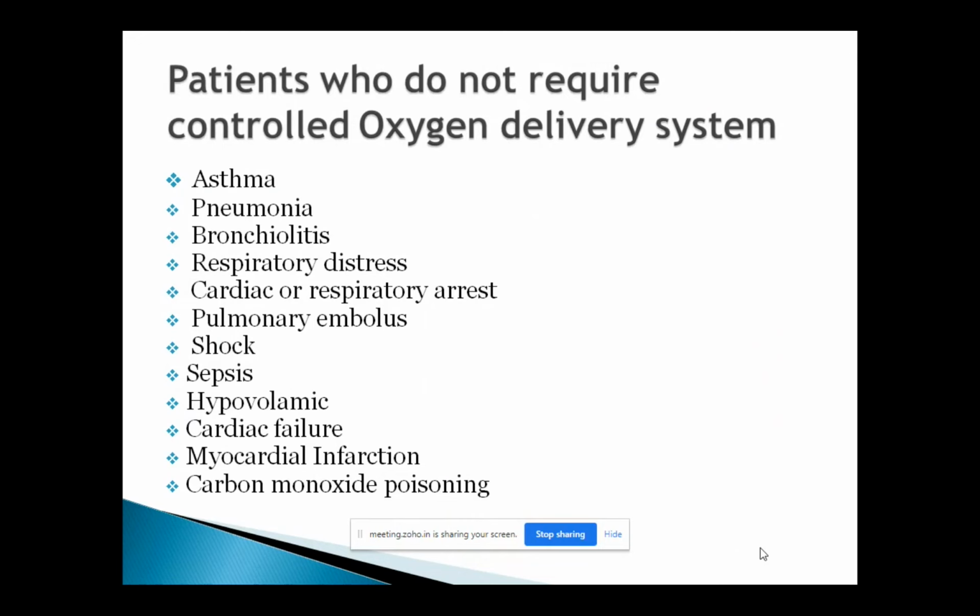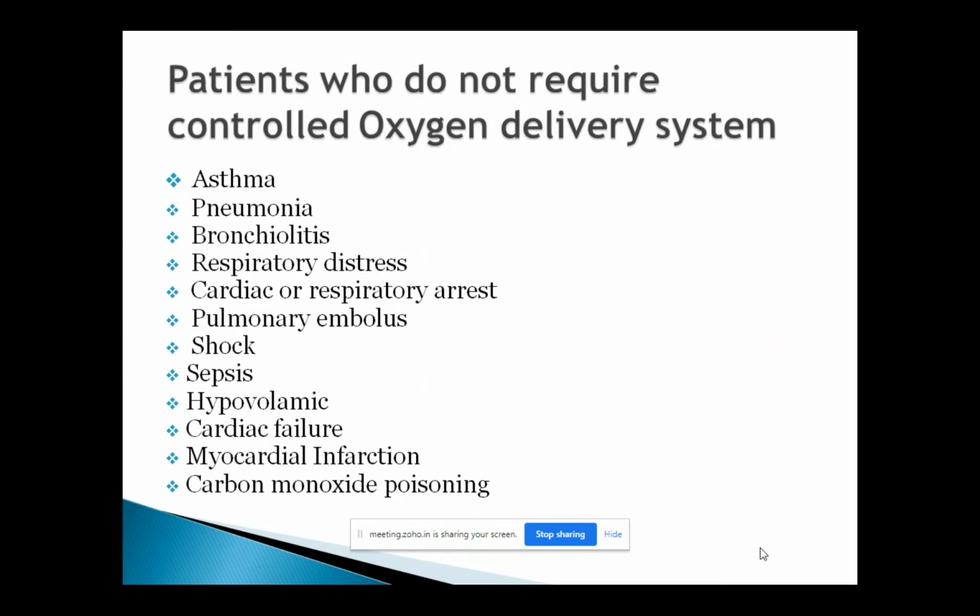So if your patient has asthma, pneumonia, bronchiolitis, respiratory distress, cardiac arrest, respiratory arrest, pulmonary embolism, shock, sepsis, hypovolemic shock, cardiac failure, myocardial infarction, or carbon monoxide poisoning, in this situation you don't have to worry about a controlled oxygen delivery system. You can just use any of these devices to achieve an oxygen saturation that is appropriate for that particular patient. I hope you have a clear understanding of the variable devices and their advantages and disadvantages.